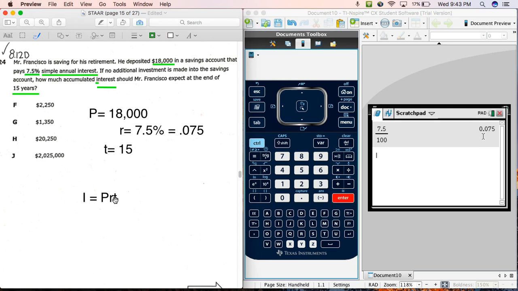Let's see if we can prove what I just said correct. I'm going to plug in my P into P, my R into R, and my T into T. I'm going to put the numbers in parentheses so that you can see that I'm going to be multiplying them. I have 18,000, parentheses, I have a rate of 0.075, and I have a time of 15 years.